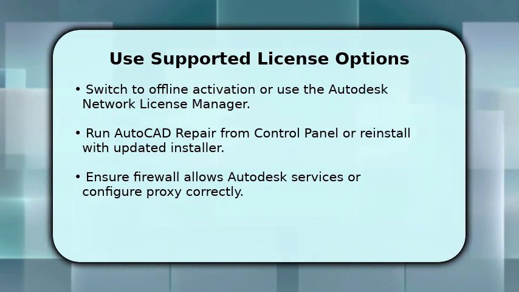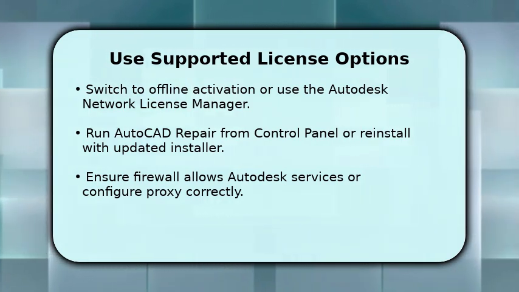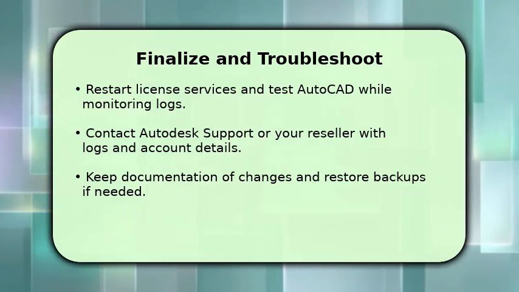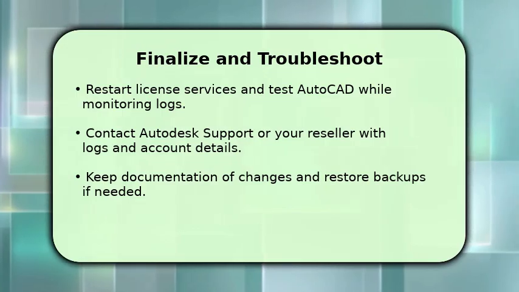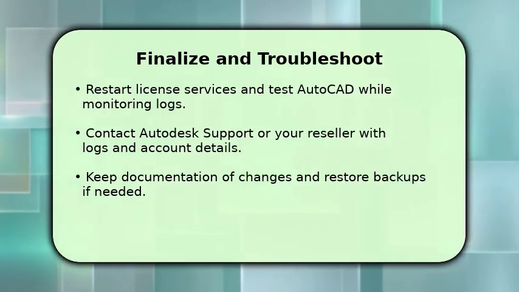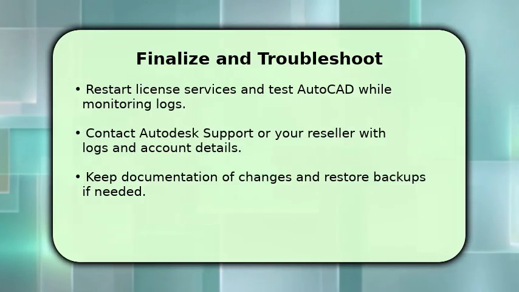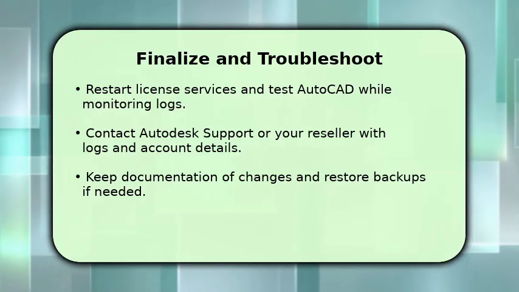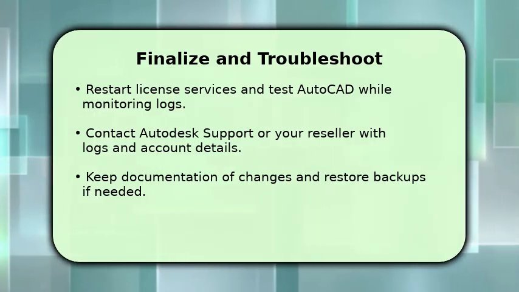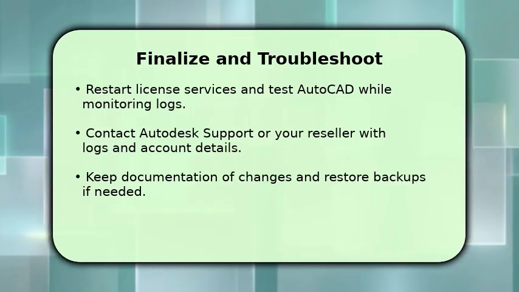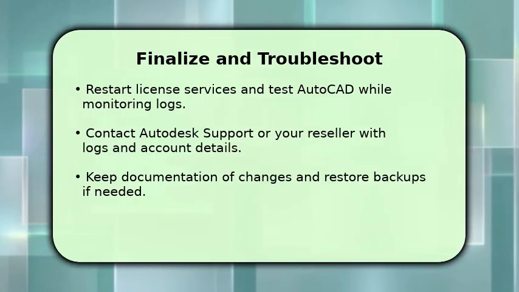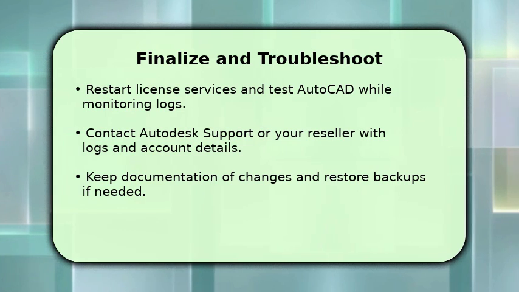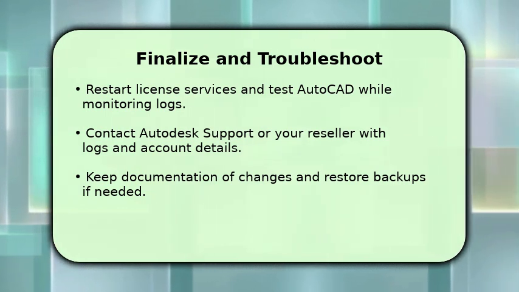Finish by restarting any license-related services and launching AutoCAD while watching the licensing logs for errors. This confirms whether your legitimate changes resolve the issue. If problems persist, contact Autodesk support or your reseller with log files, account info, and steps you took so they can issue a proper fix or reissue activation. Make sure to preserve your backups so you can revert any configuration changes. Troubleshooting tip: collect exact error messages and timestamps before contacting support to speed resolution.